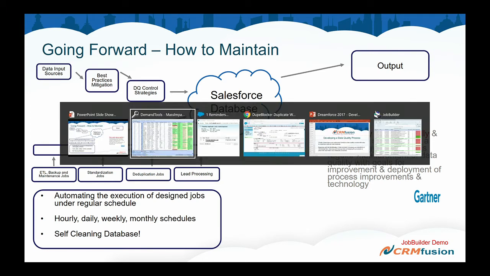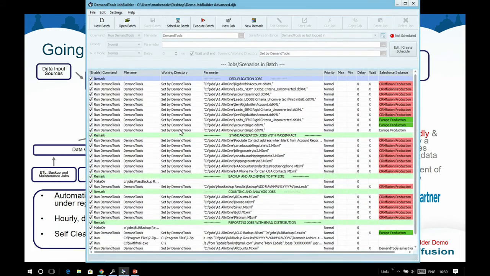Job Builder is the product we use to take a whole bunch of those individual data quality jobs and package them up as a single job. So at the top, you can see I'm running a bunch of dedupe jobs and standardization jobs and backup jobs, and counting jobs, reporting jobs at the bottom. Along the right-hand side, you can see how I can control where those jobs are happening. What instance are they happening in? Are they happening in production? Are they happening in sandboxes? Where are those happening?